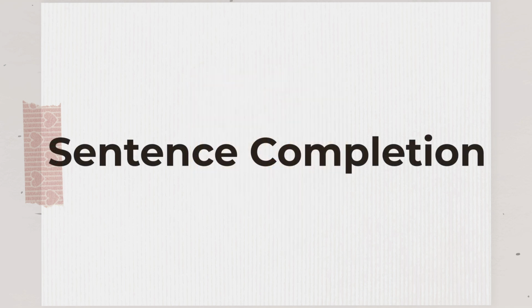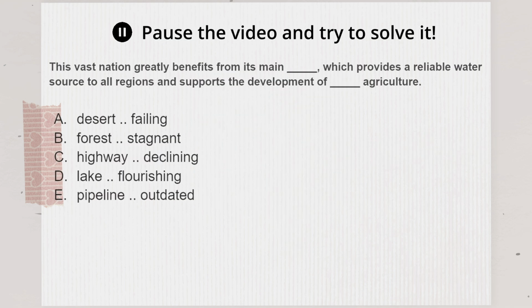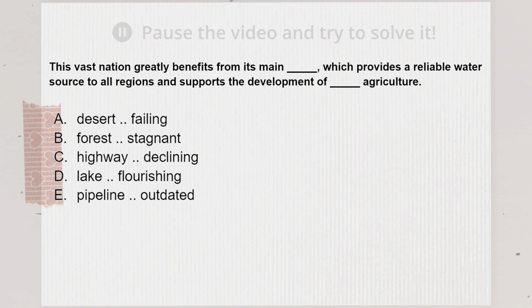The next subtest we'll cover is sentence completion. In this question, you need to choose the words from the answer choices that best complete the sentence. This vast nation greatly benefits from its main blank, which provides a reliable water source to all regions and supports the development of blank agriculture. The sentence describes a natural source of water that benefits the country, so lake and flourishing are the most logical choices.